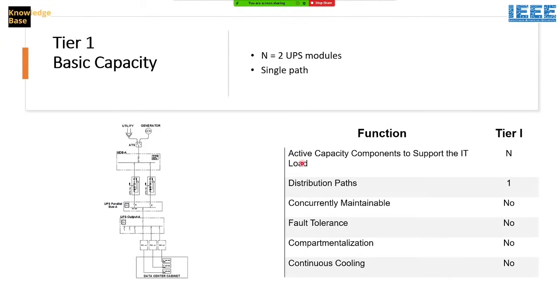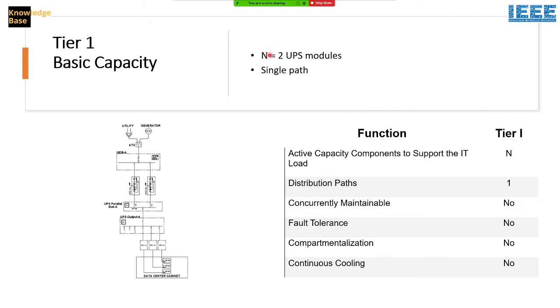I will give an example only on one component, the power path, for the tier levels, to try to understand what the different tier levels mean from the perspective of only one system. And I'm taking here the power or UPS system. So if you look at this diagram, this is a diagram of the power system of a data center. You see, you have two power sources. You have utility and generator. You have ATS, an automatic transfer switch. And then you have UPSs and going to the data rack.